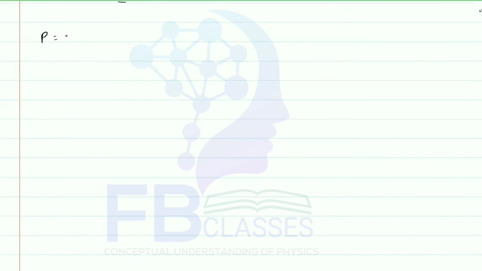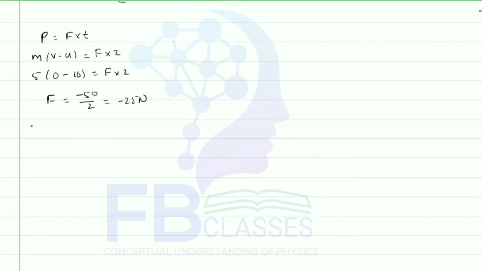Now P is equal to F into T. P is nothing but m into v minus u, which is equal to F into 2. Mass is given as 5 into 0 minus 10 is equal to F into 2. Now F is equal to minus 50 by 2, that is equal to minus 25 Newton. So the force required is 25 Newton. That means the magnitude of force is 25 Newton. Here the minus sign indicates the direction, it is opposite to the applied force.